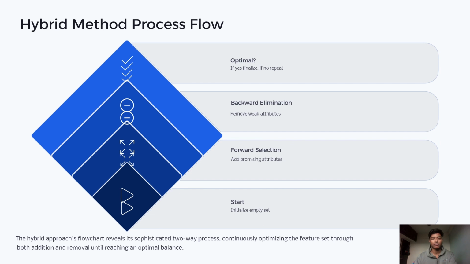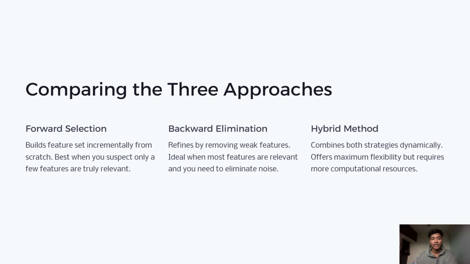Now let's compare all the methods. Forward selection builds the model step by step from scratch, best when only a few features matter. Backward elimination starts with everything, removes unnecessary features, best when most features are relevant. The hybrid method mixes both and gives maximum flexibility, best for complex datasets.